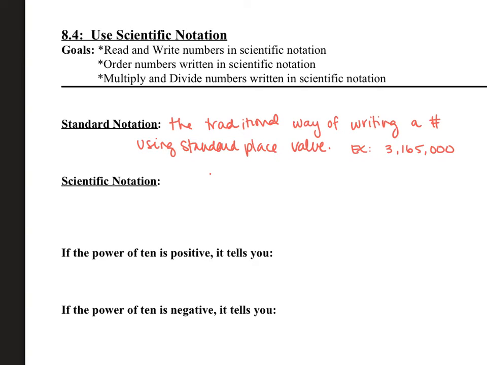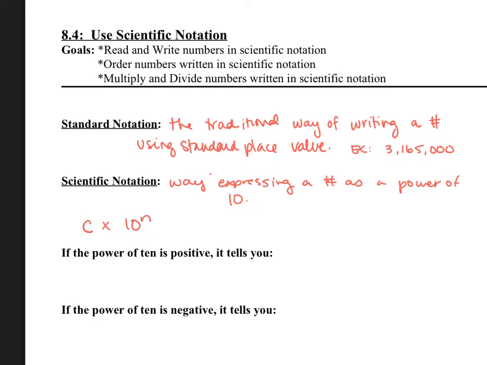Scientific notation is a way of expressing a number as a power of 10. And it looks like this: C times 10 to the n. And so you'll see that we've got our old-fashioned multiplication symbol, we've got a power of 10, and we've got an exponent. And there are some restrictions.